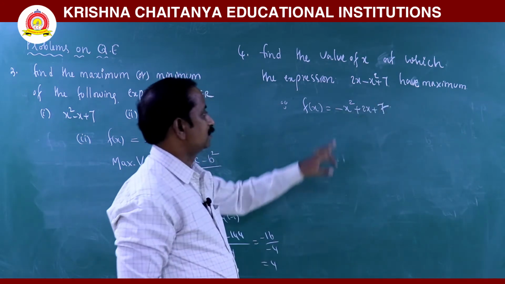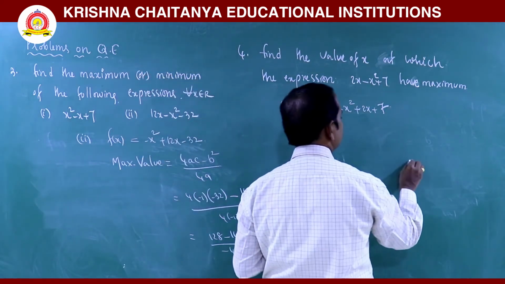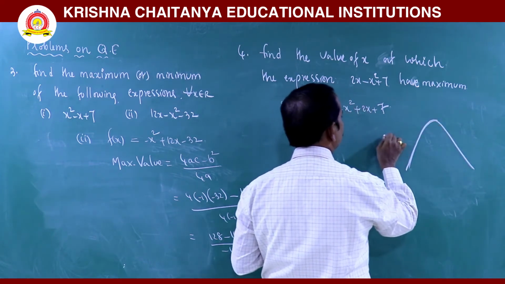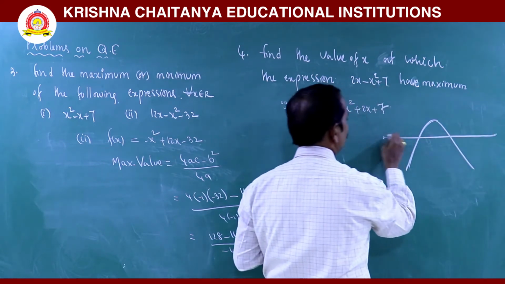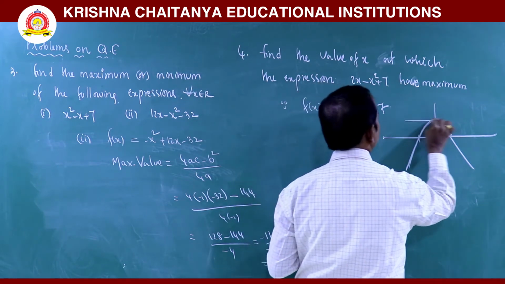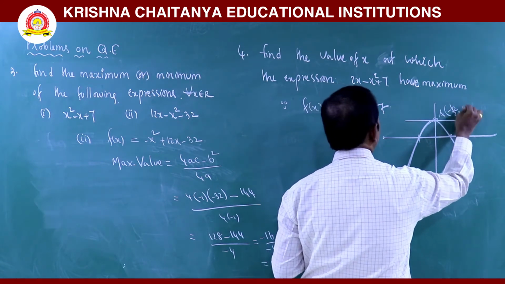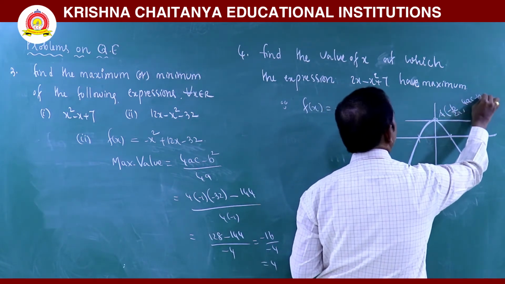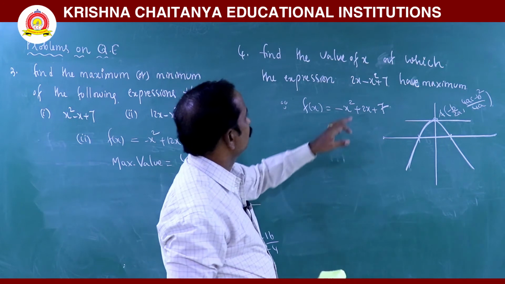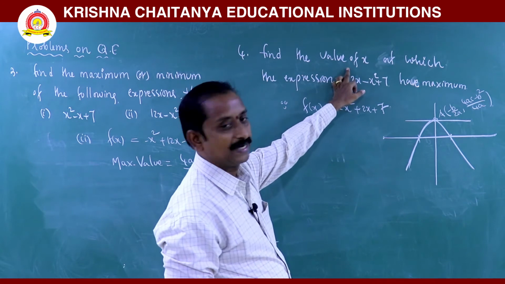If a is less than 0, the curve should open downwards. So open downwards means this is the shape of the graph. Now these are the roots alpha and beta. We know that this is the symmetric line. So this is the vertex. The vertex is minus b by 2a comma 4ac minus b square divided by 4a. What do we need? The expression has a maximum, then what is x?